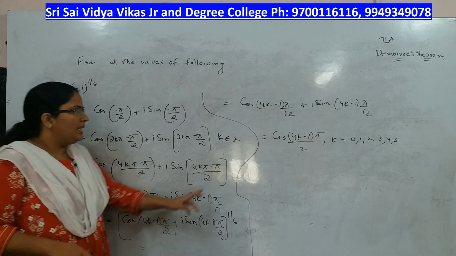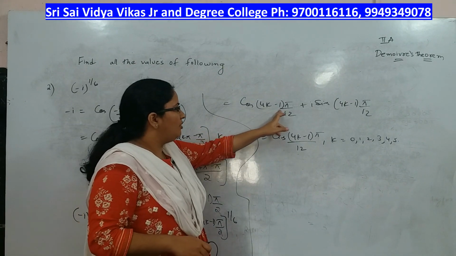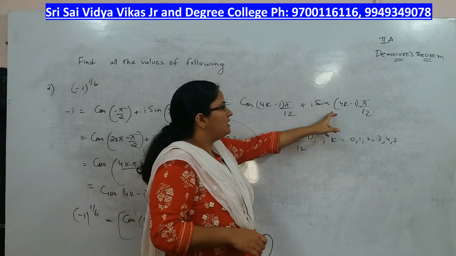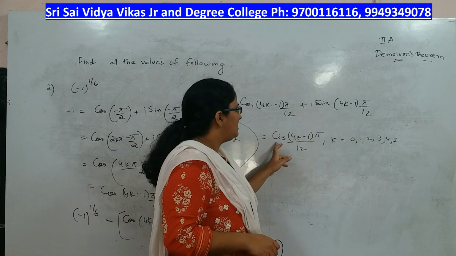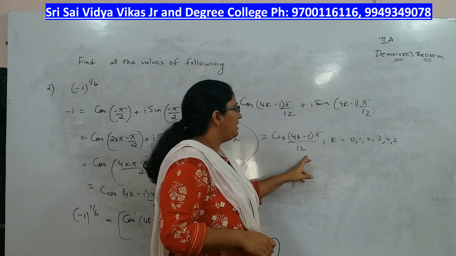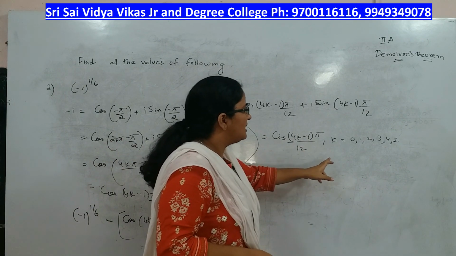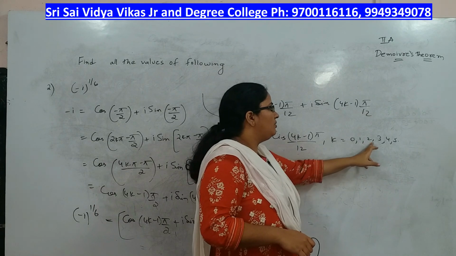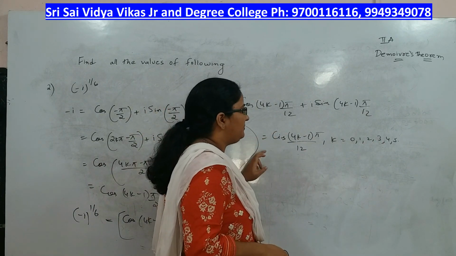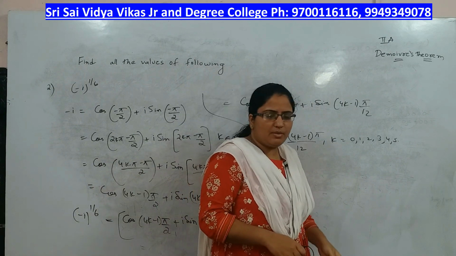This will become cos((4k - 1)π/12) + i sin((4k - 1)π/12). This is nothing but cis of (4k - 1) into π/12, where k value starts from 0, 1, 2, 3 and ends at 5 because there are 6 values possible here. So that's about this problem.